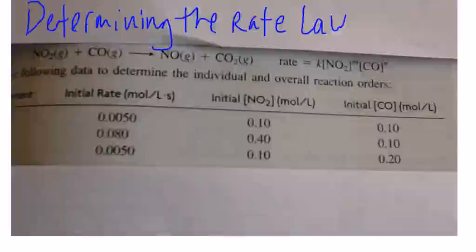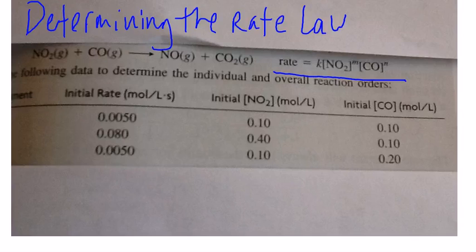And this is the rate law written with variables. We can write the rate law: the rate is equal to a constant times NO2 raised to the m power, this is a variable, and CO raised to the n power. We just use the reactants when writing the rate law. In order to determine what K is, what m is, and what n is, we need to use experimental data.